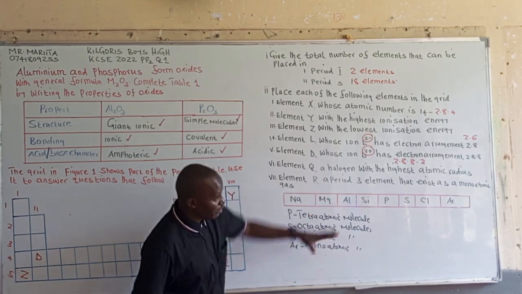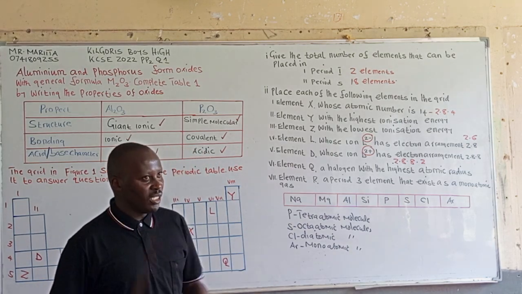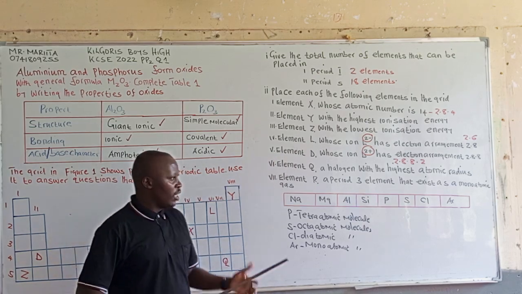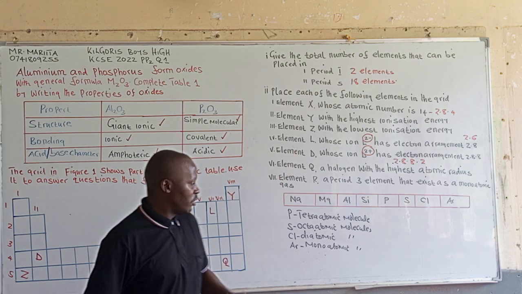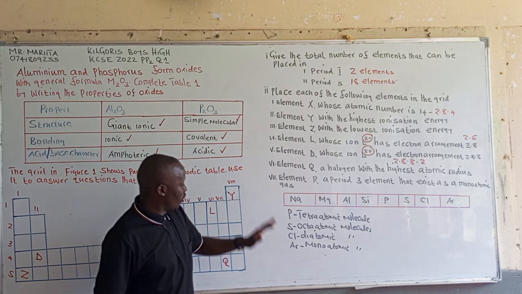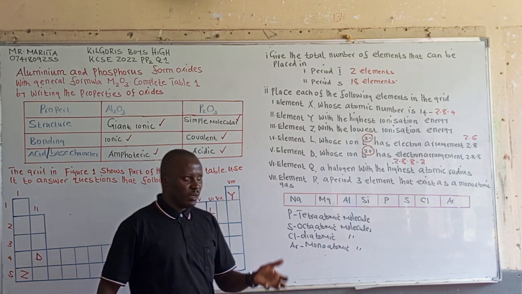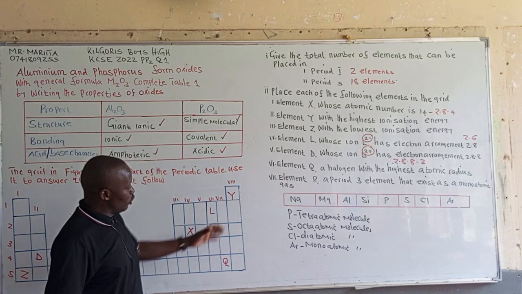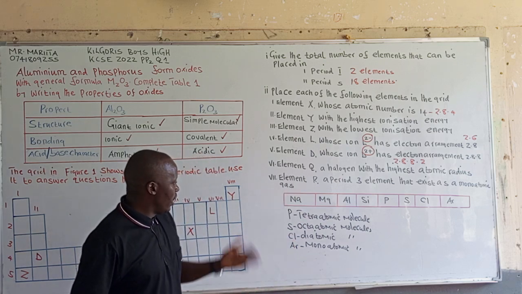This is a very important part because it will help you explain the differences in melting and boiling points. The higher the number of atoms in the molecule, the higher the melting and boiling points. For instance, of these 4 elements, phosphorus, sulfur, chlorine, and argon, sulfur has the highest melting point because it has the highest number of atoms. This can help you answer questions on melting and boiling points.